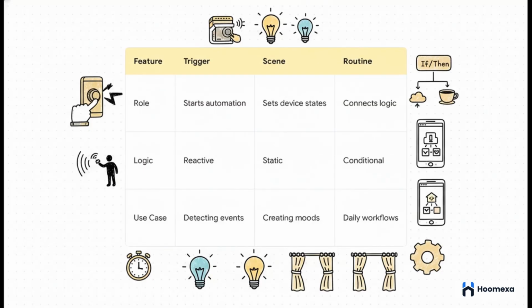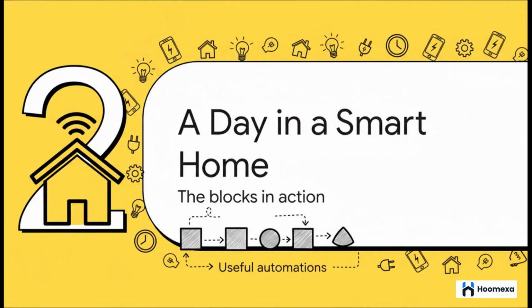And this table here really lays it all out. You've got your reactive trigger that detects something happening. That kicks off the conditional logic of a routine, which then activates a static scene. See? Each one has its own specific job, from spotting an event, to creating a mood, to automating the whole workflow. All right, so that's the theory. But let's see how this stuff actually comes together in the real world. We're going to walk through a few examples from a typical day to see these building blocks in action.